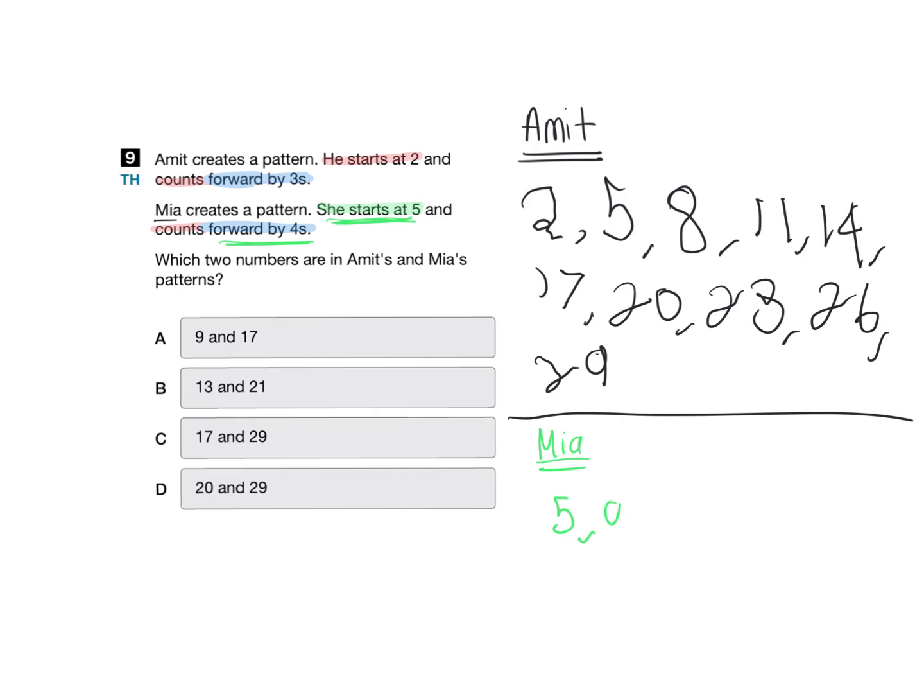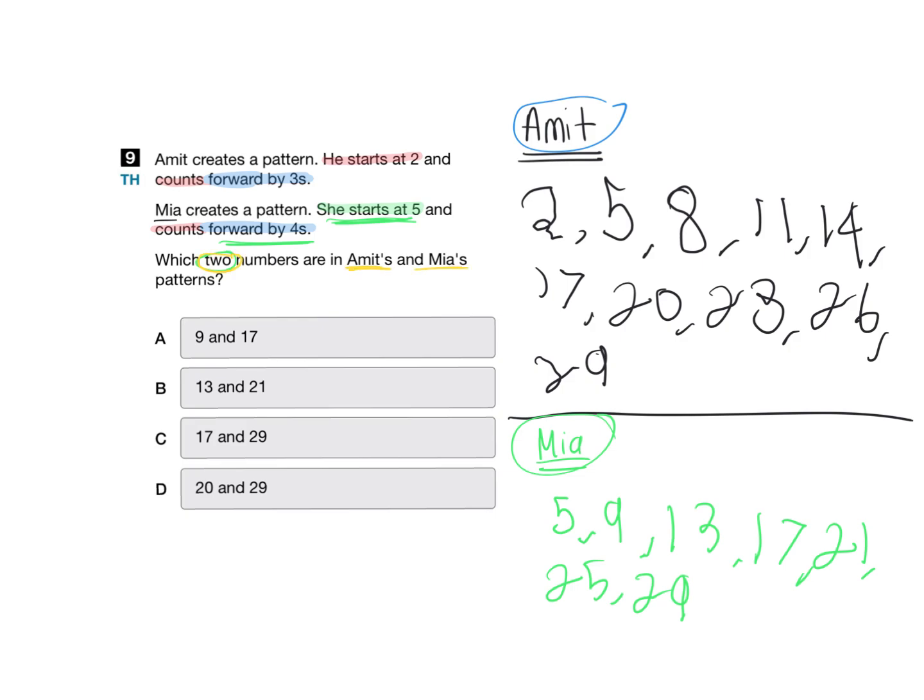9. Good. 13. 17. Good. 21. 25. Good. 29. Good. And we can stop there. So we have Amit's pattern, and then we have Mia's pattern. It says here, which two numbers are in Amit's and Mia's patterns?